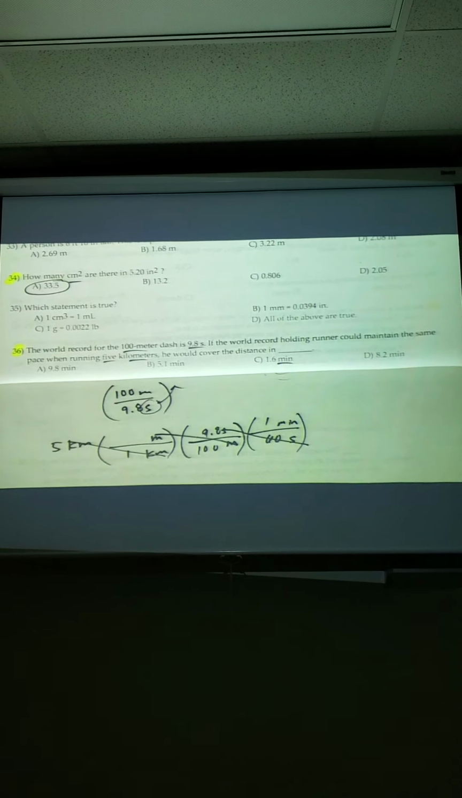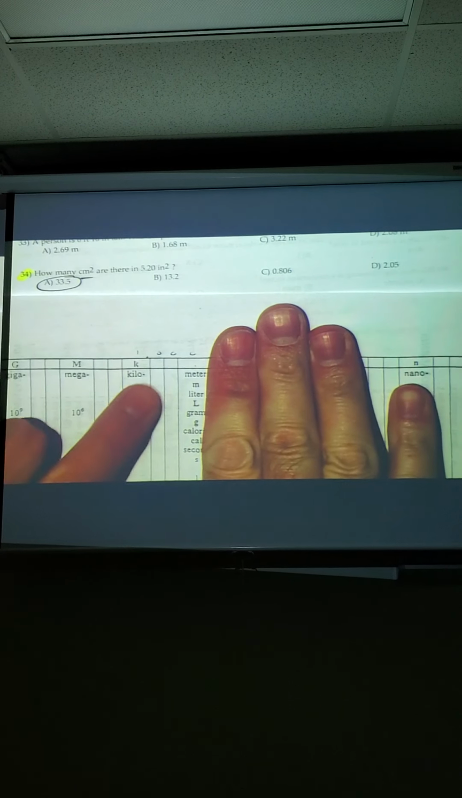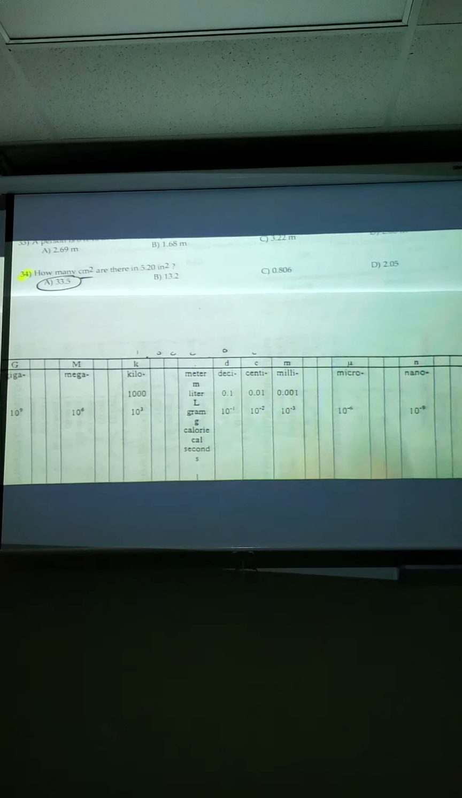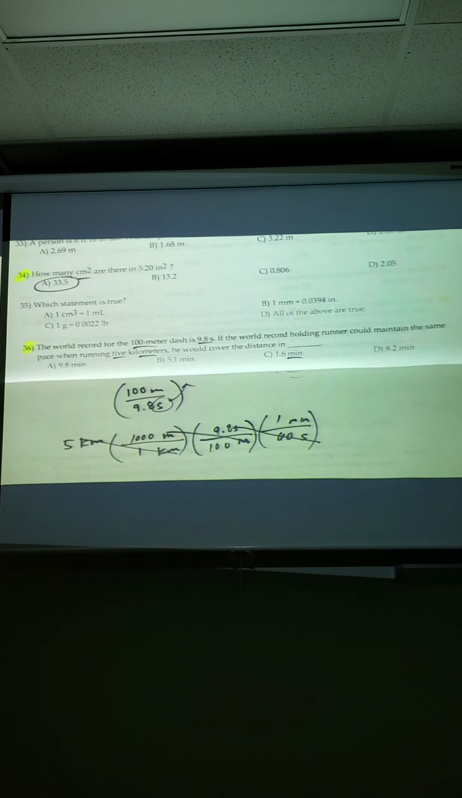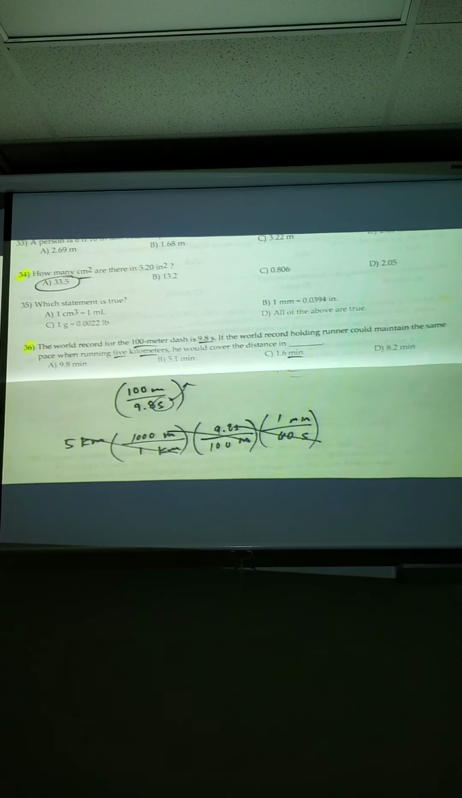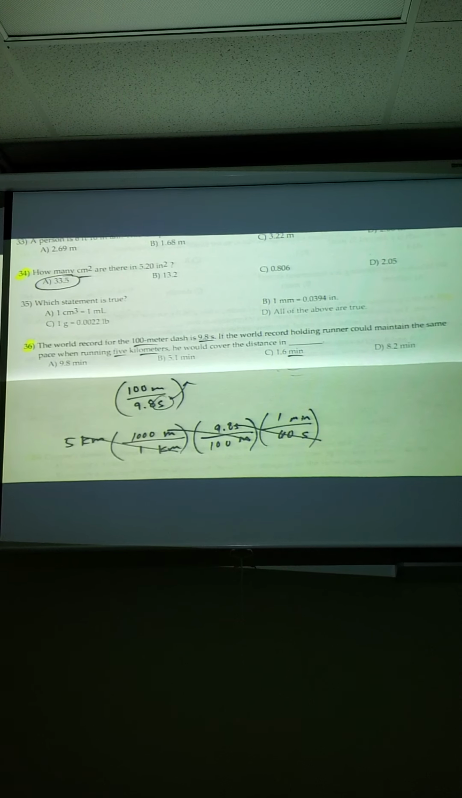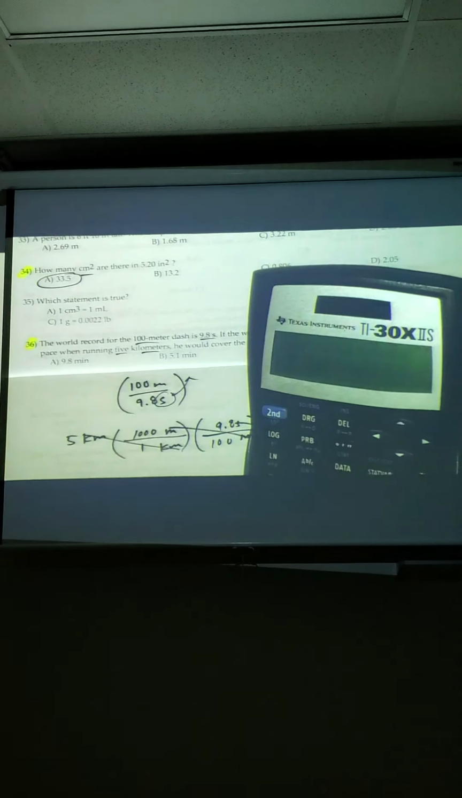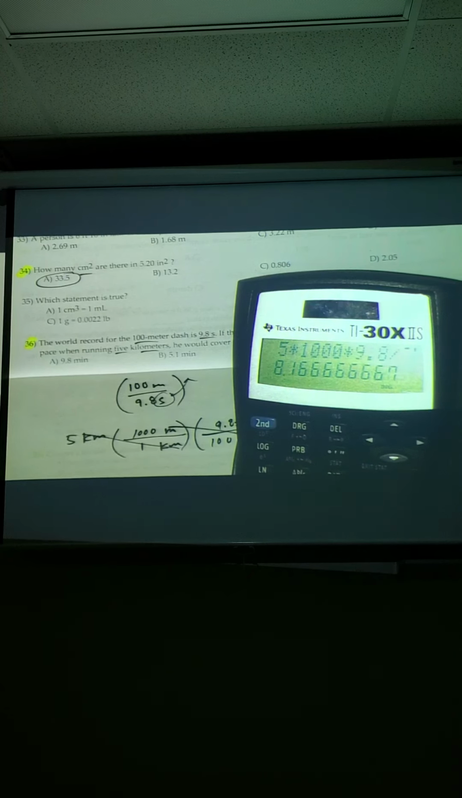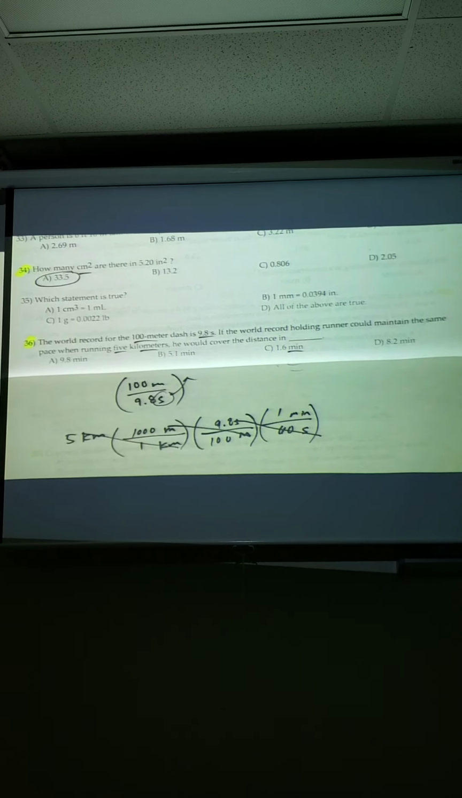Use our metric table, kilo to meter. That's adding 3 zeros, so that's just 1,000. So 1,000 meters and 1 kilometer. So we take 5 times 1,000 in the calculator, times 9.8, divide by 100, and then divide by 60. You get 8.2, and that's D.